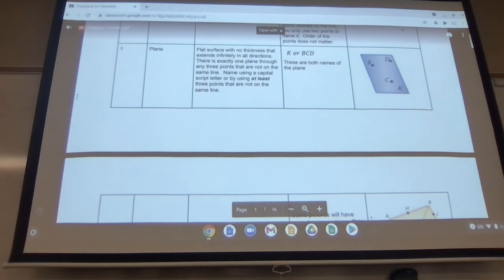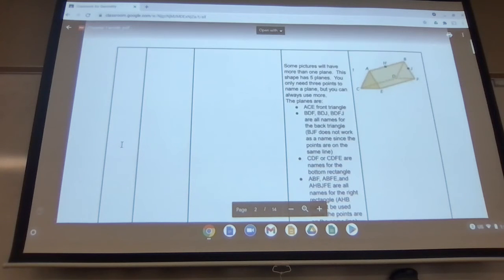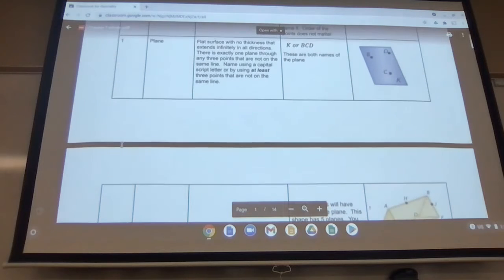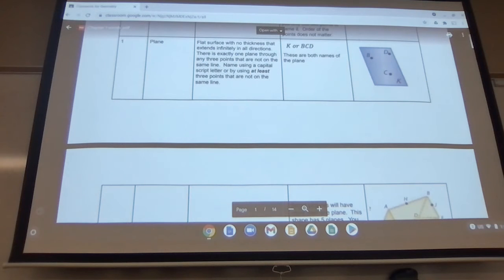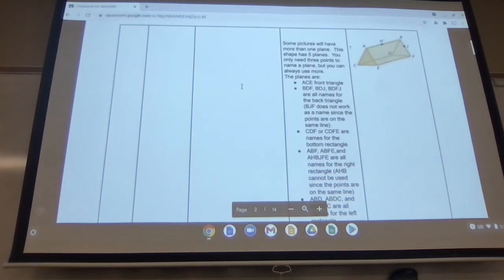All right, questions with the plane? Okay. Actually, we've got some more pictures with the plane. If we just have one plane, we'll just draw a flat surface like this. But sometimes in the picture, you're going to have more than one plane. Here's an example of that.